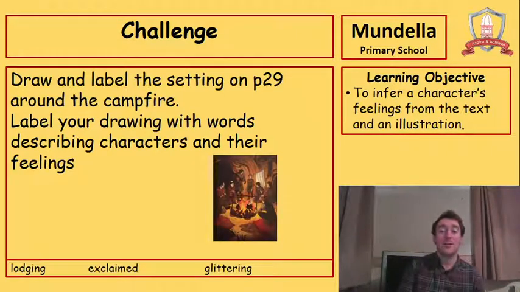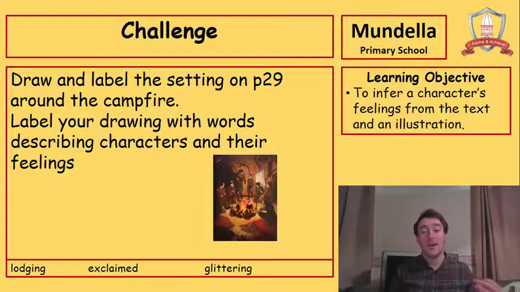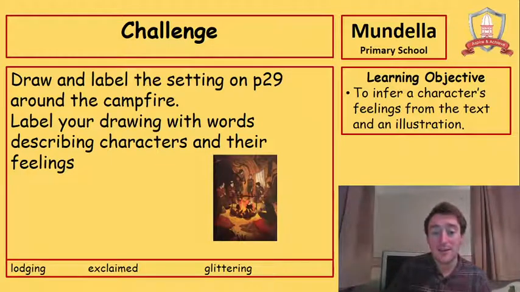Give that one a little go, because we're inferring a character's feelings from the text and an illustration. So we've already done that from the text of our questions, and the illustration helps us to find out what the character's feelings are here too, at this moment. Pause the video, give that a try, and then unpause when you're ready. The picture's up there to help you. We'll move on in 3, 2, 1.